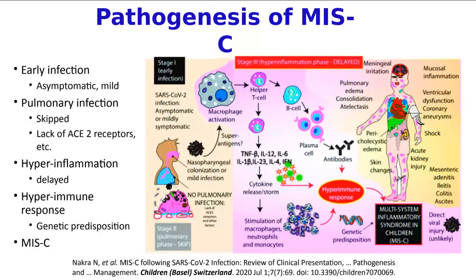Looking at the pathogenesis, what happens is that the child will have an early infection. They present with an asymptomatic, mild infection, and then they will go on to skip the pulmonary infection phase, mainly because, as I said before, they tend to lack the ACE2 receptors. It is felt that they still stimulate the super antigens and activate the macrophages, and then it stimulates the T cell mediated immune system and stimulates the B cell immune system to stimulate a hyperimmune response through antibodies or a hyperimmune response through the cytokine release storm. And then this now moves on to create the multisystem inflammatory syndrome in children.